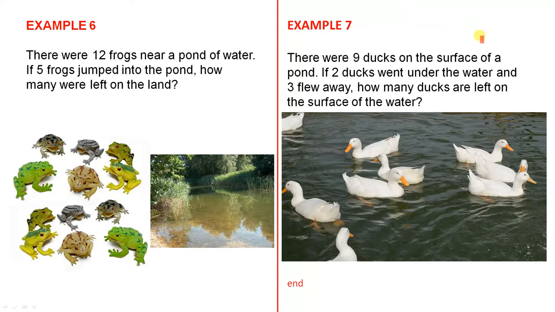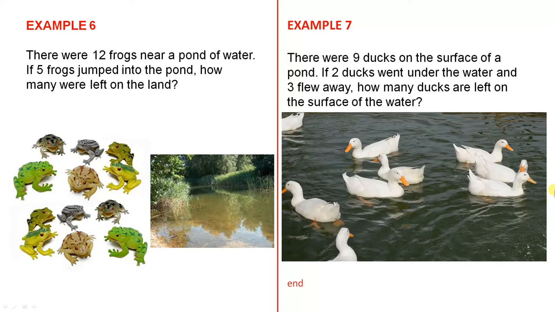Example 7, there were 9 ducks on the surface of a pond. If 2 ducks went under the water and 3 flew away, how many ducks are left on the surface of the water? This is a very good little problem because we have 2 parts to it. 2 ducks went under the water and 3 flew away. So they'd have to work out how many ducks left the surface, and then you can work out how many are left. So there's a duck here. So when they count quickly, it's 1, 2, 3, 4, 5, 6, 7, 8, 9. So there are our 9 ducks.